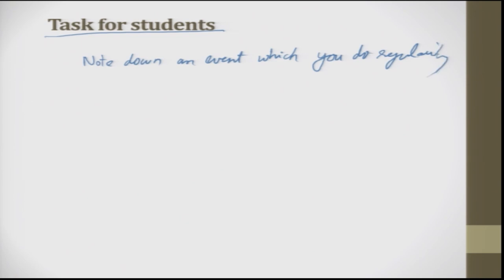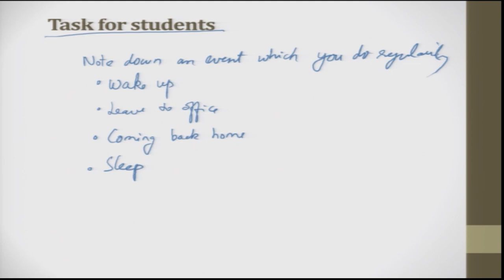So, the quality test. What a student is asked to do is note down an event which you do regularly. For example, you wake up, or you leave to office, coming back home and then sleep. So, try to take the data for at least 1 week. You try to take the data: what time you wake up, what time you leave to office, what time you come back home, what time you sleep.